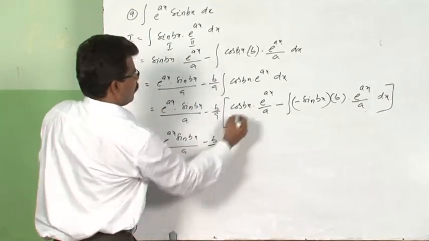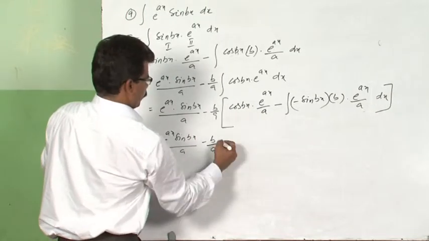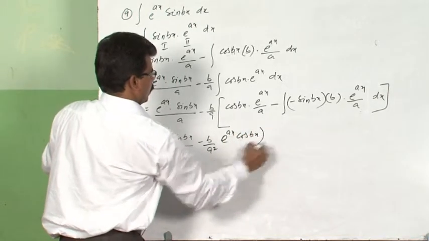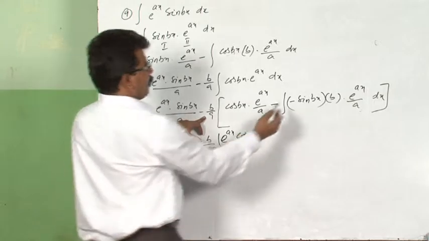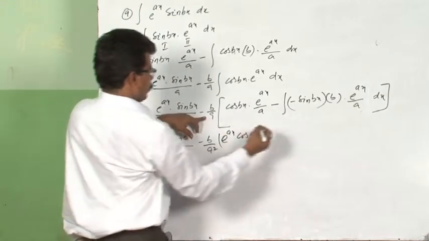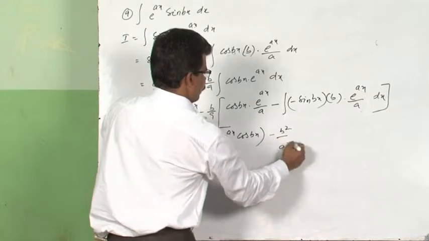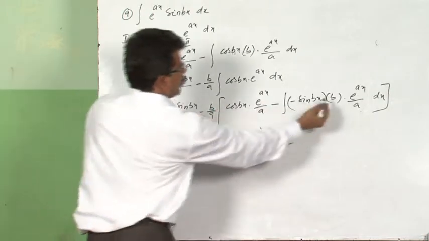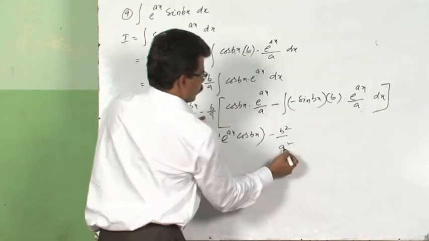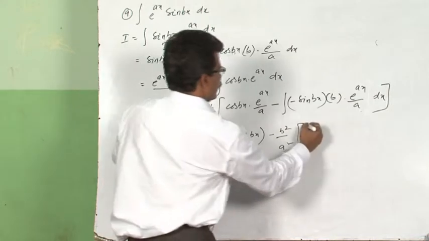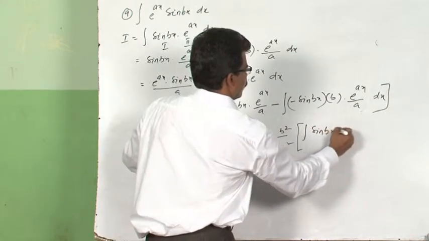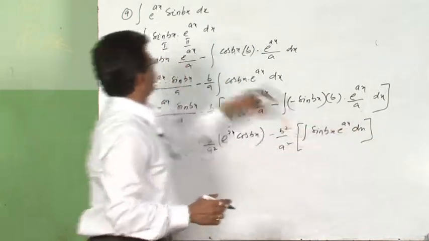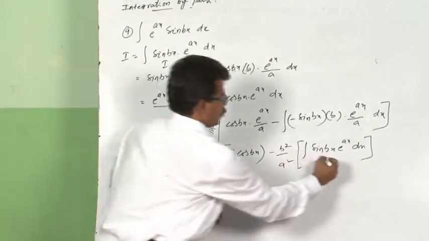minus b by a square, because a into a square, e power ax cos bx, this is one term. Minus b by a, minus of minus, therefore minus b square by a square. So you will get minus b square by a square integral sin bx into e power ax dx. What is this integral sin bx e power ax dx? It is nothing but I.